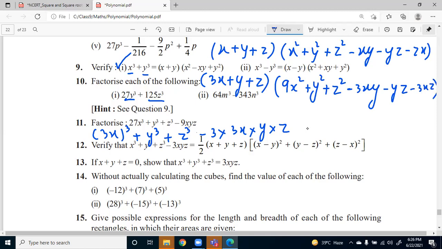So in this way, the identity based questions are very easy. You just have to identify the identity. So we have identified that it is identity number 8. And we identify the value of x. Here it is 3x, y is y, z is z. So just substitute each and every value in right hand side and solve.